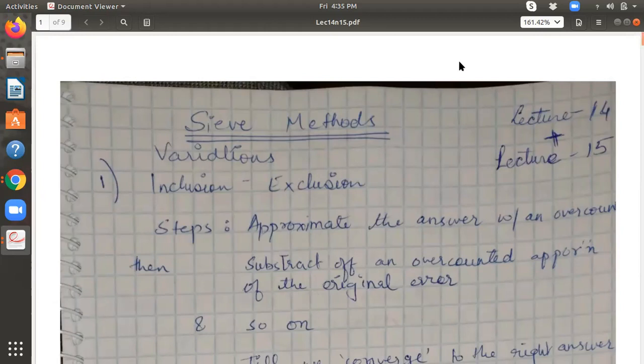All right, so starting with the sieve methods, first of all, the word sieve. Do you people have any idea what that means in English? Okay, so how many of you drink tea or coffee? Tea especially?